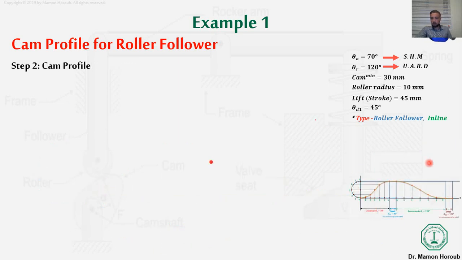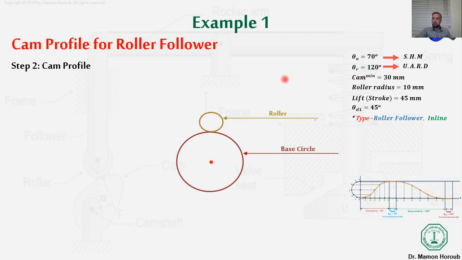We will keep our displacement diagram aside here, and then we will put our center line of the shaft position of the cam. Then we'll move with the first thing. We need to draw what we call the cam minimum, which is the base circle of our system. The base circle is 30 millimeters. Just draw a circle with 30 millimeters with your scale.